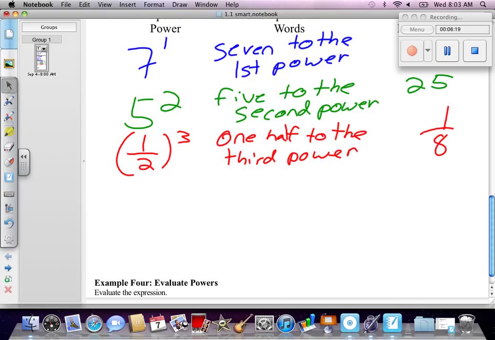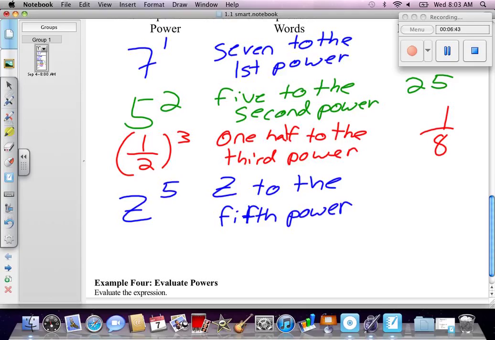All right. Let's look at D. Somebody want to tell me what that says? Z to the 5th power. Can we solve this one? No. Only if it says that Z equals something specific. Can we do that?